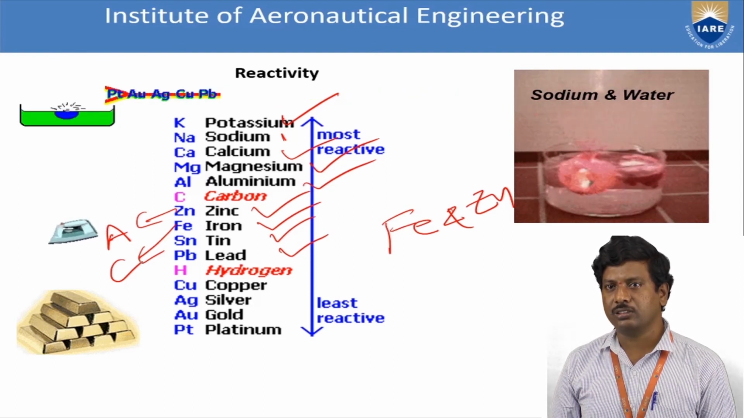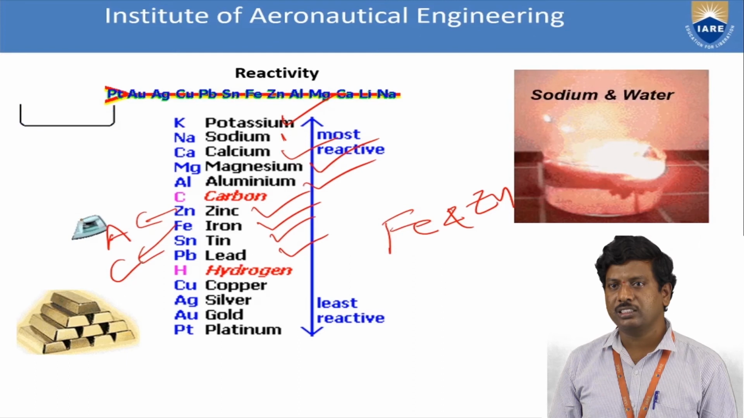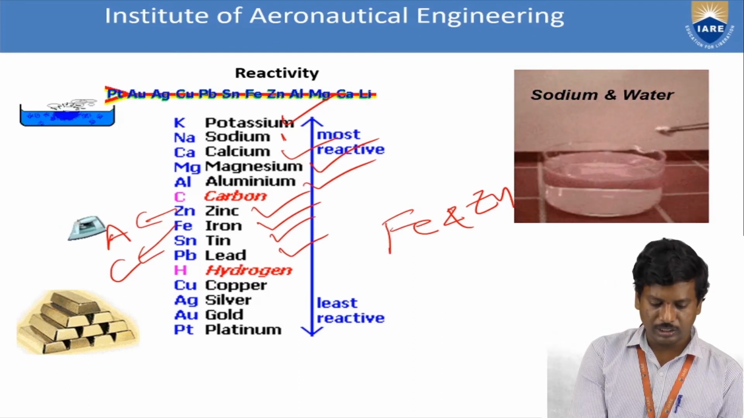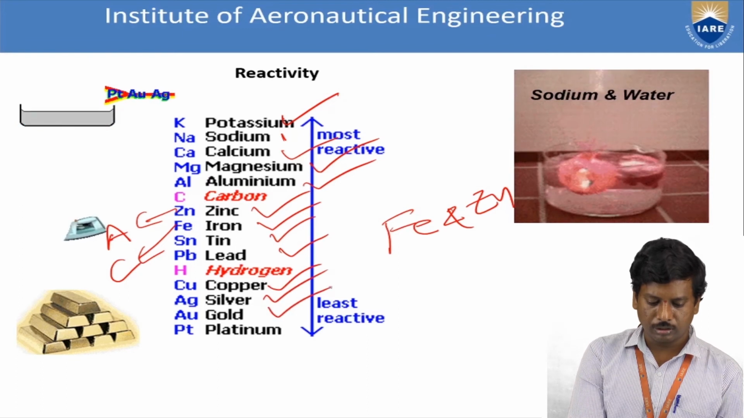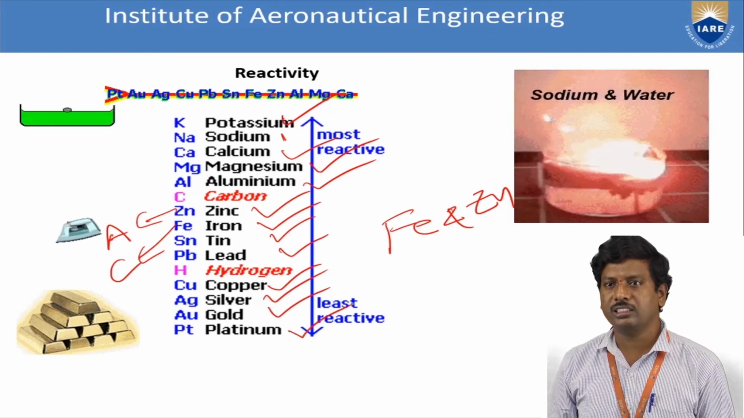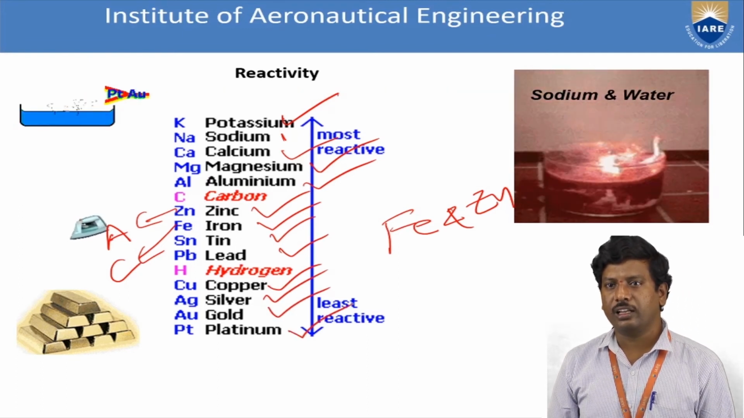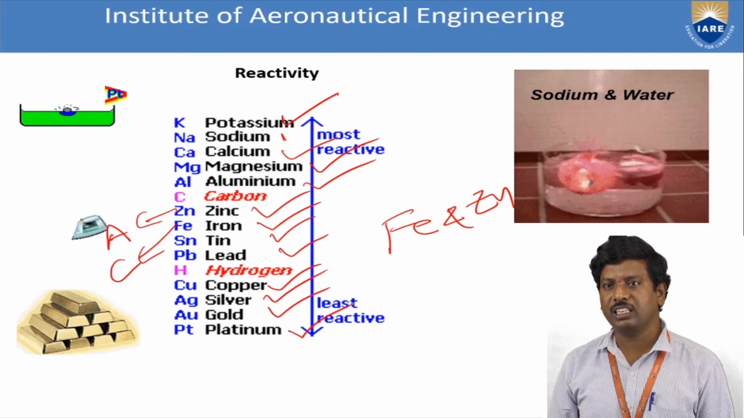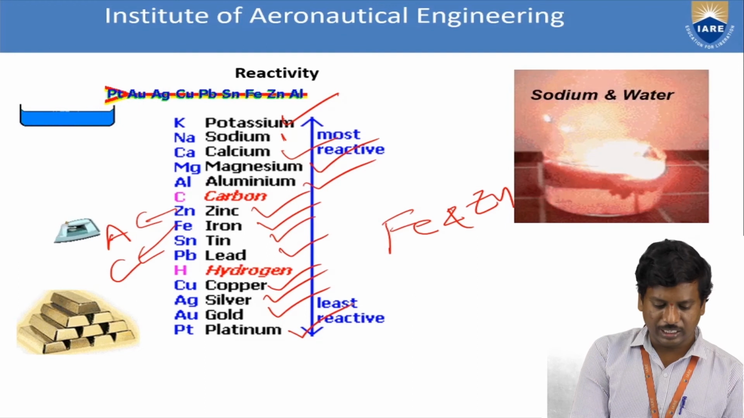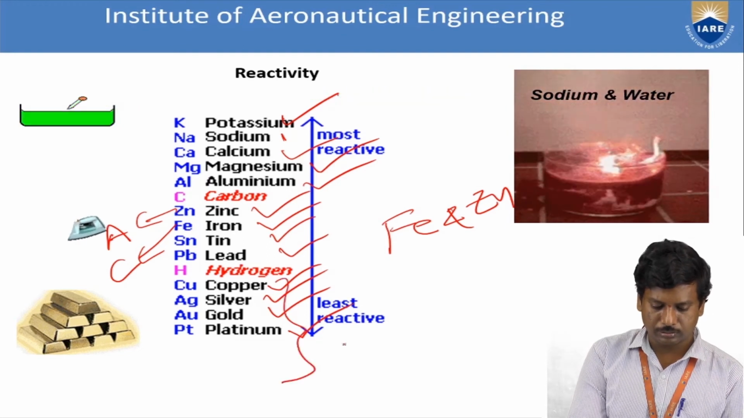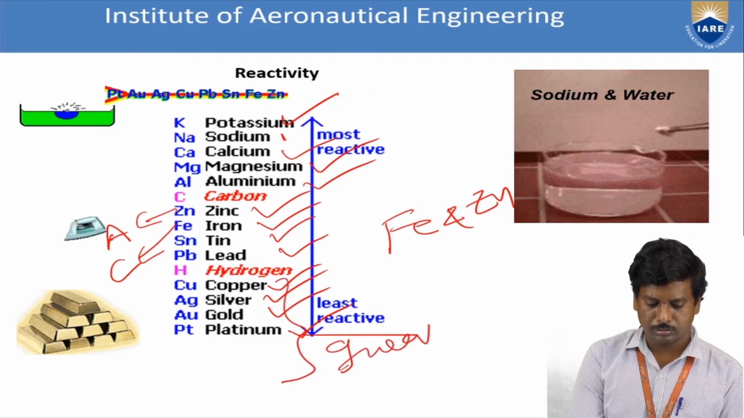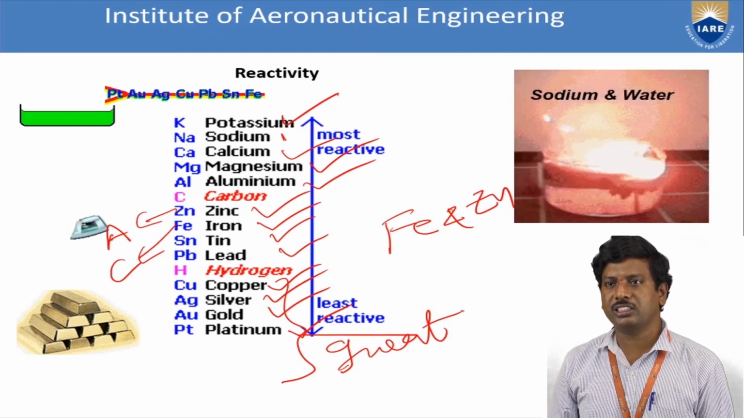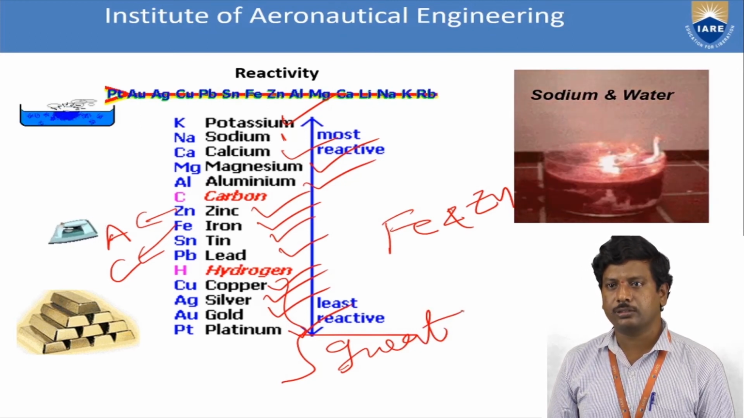That can be explained by this galvanic series, and this galvanic series explains the reactivity of the elements. Coming to the bottom of the series, that means below hydrogen: copper, silver, gold, platinum. All these elements undergo a very, very low rate of corrosion compared to the previous elements. That means these elements act as inert elements in the case of the corrosion phenomenon, the least reactive elements.